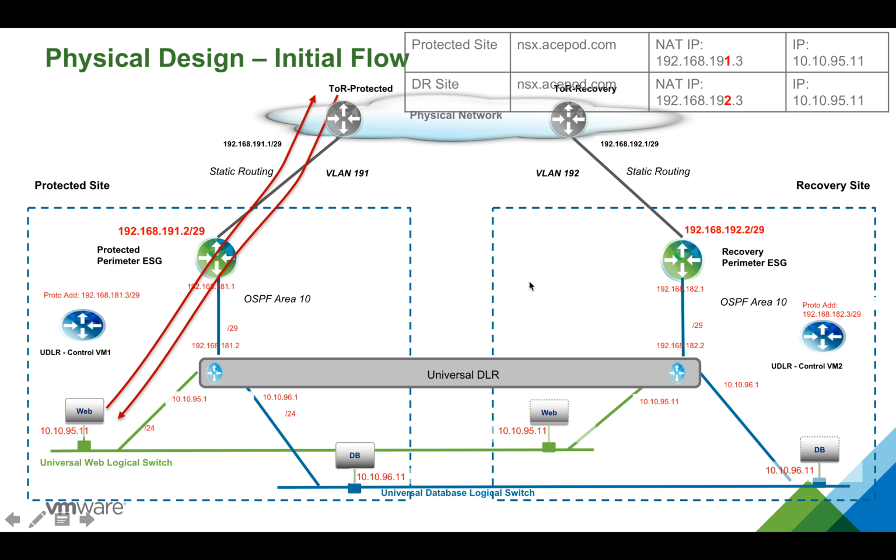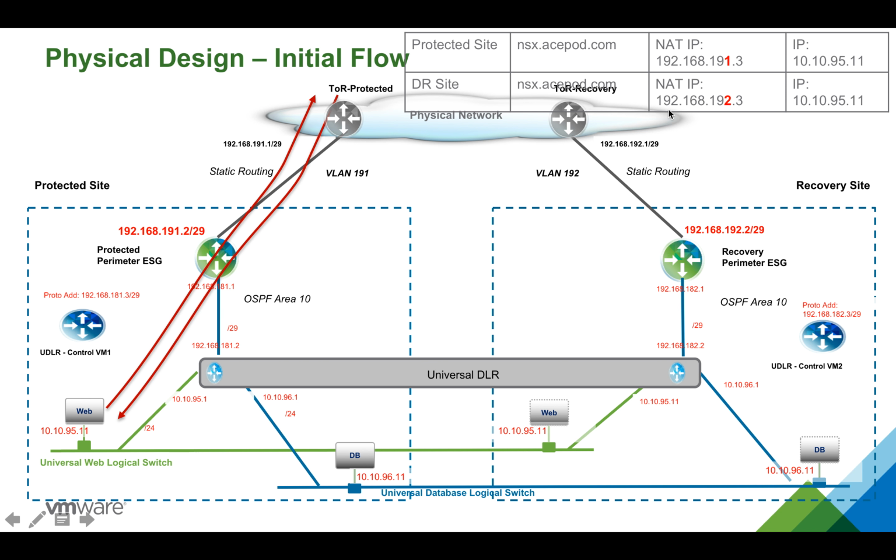Okay. So I have an F5 GTM deployed as well. Basically, it acts as a DNS resolver for nsx.aspot.com. If the VMs are predominantly at the protected site, the GSLB will respond with the IP address of 192.168.191.3 for the protected site. Once there is a failover using SRM, the placeholder VMs will boot up in the recovery site.